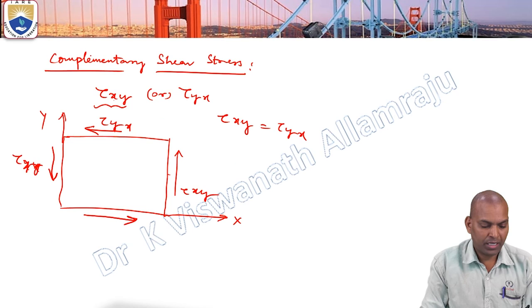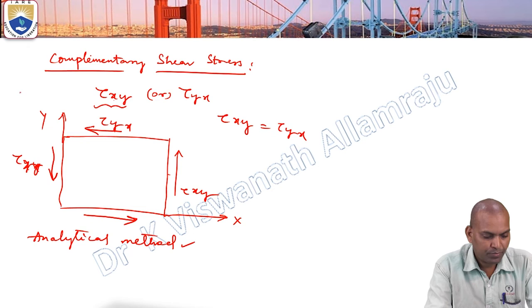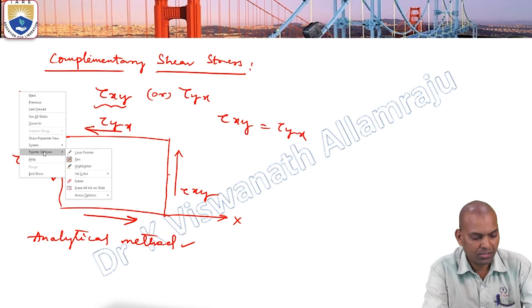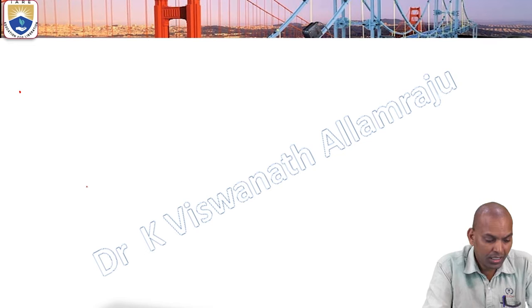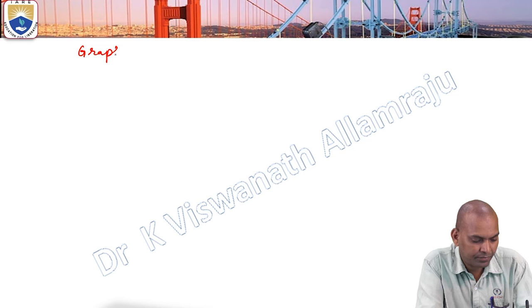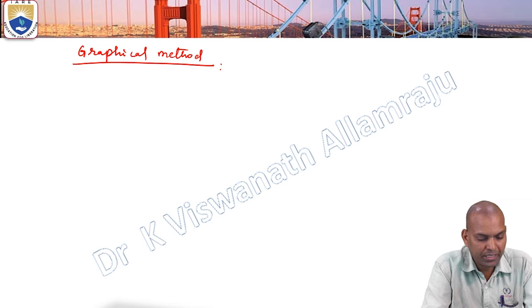This method is known as the analytical method. This is the analytical method procedure to find sigma n, that means the major principal stress or principal stress, and the shear stress tau value calculations by using the analytical method. There is another method known as the graphical method. What is the graphical method? Before studying the graphical method, we have to know the sign conventions of the stresses.